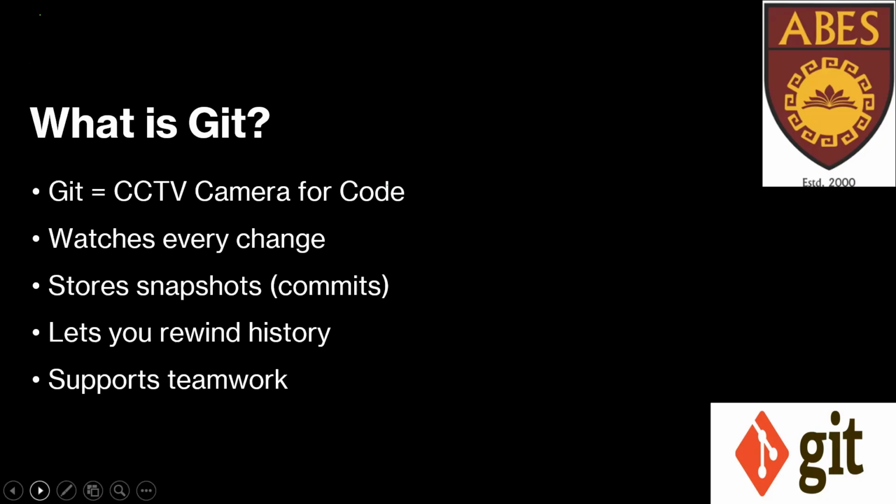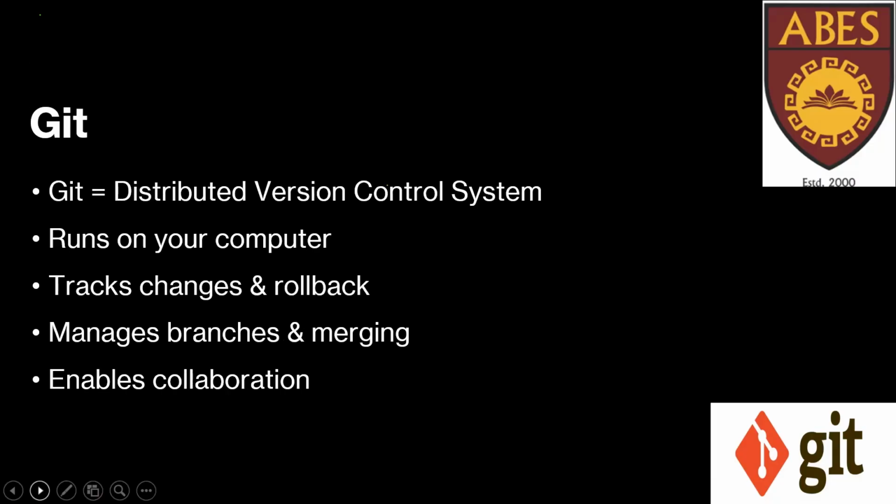You can rewind and see the history with the help of Git, and multiple developers can work together and Git will track who changed what. So we can say that Git is a distributed version control system. It runs on your local machine and manages code, versions, branches, and merging. And it enables collaboration for developers.